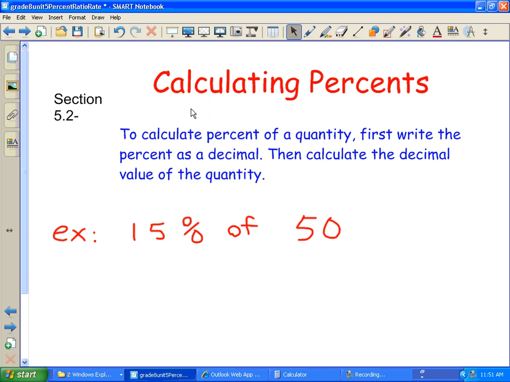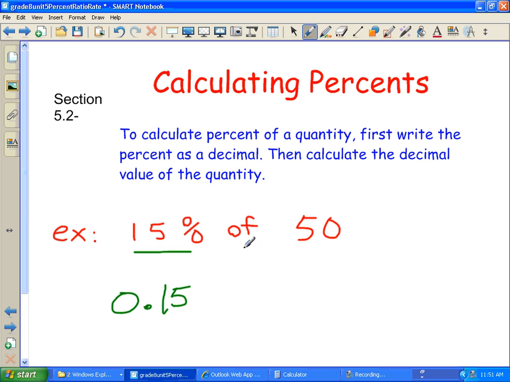Section 5.2, Calculating Percents. To calculate percent of a quantity, first write the percent as a decimal, then calculate the decimal value of the quantity. So if we were to take this one right here, 15% written as a decimal is going to be 0.15, because percent really means out of 100 anyway. So this is 15 hundredths.